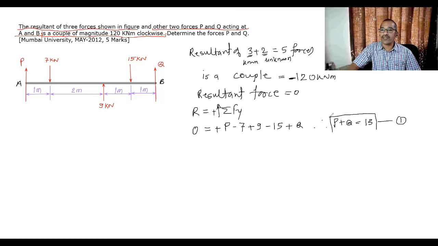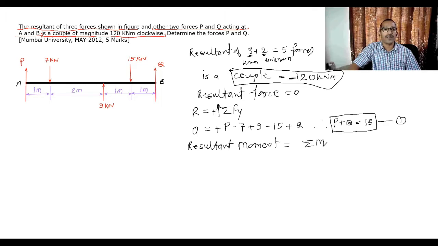Now the other equation we will get from the resultant couple. The resultant couple is 120 kilonewton meter. That means we need to find the resultant moment, which is the summation of moments about any point. Say I will take point A. The sign convention is anticlockwise positive, since this is the resultant moment couple. Now the sum of moments about point A, taking anticlockwise moment positive.